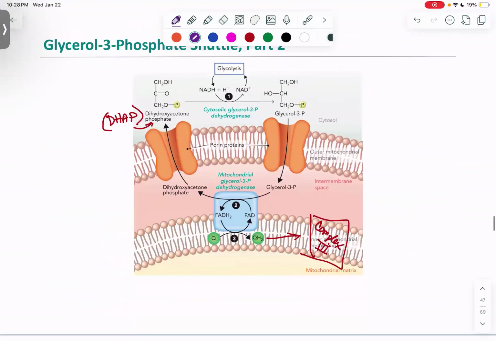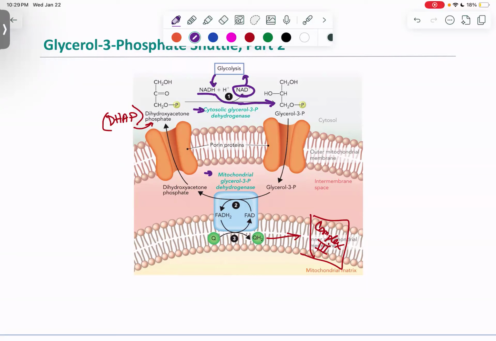So what we're going to see is we have 2 different versions of glycerol 3-phosphate dehydrogenase. One is cytosolic and one is mitochondrial. So we're going to go through glycolysis. We've got NAD+. We're going to use up that NAD+ in glycolysis. We're going to make NADH. We are in need of NAD+. So that NADH is going to be oxidized by our cytosolic glycerol 3-phosphate dehydrogenase. We're going to turn it into glycerol 3-phosphate.